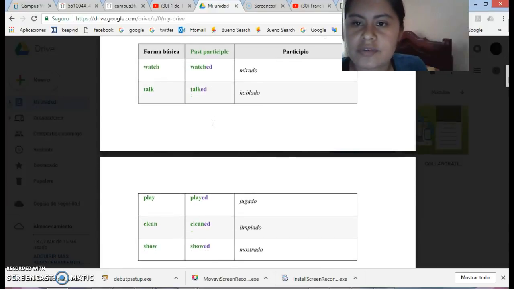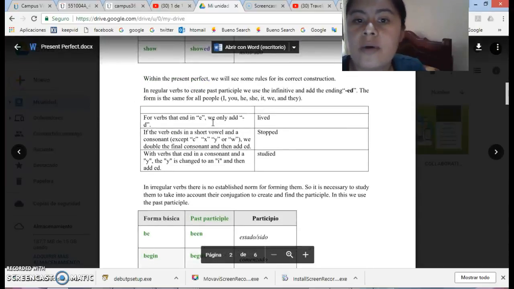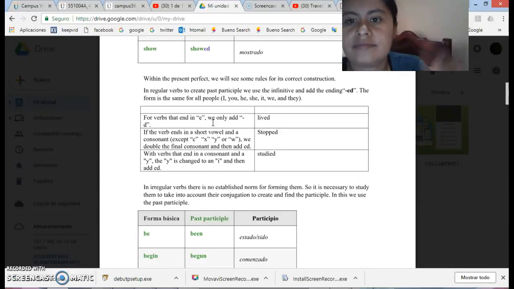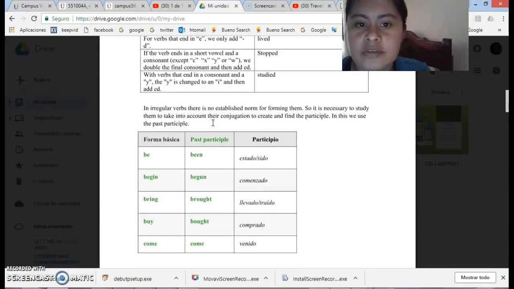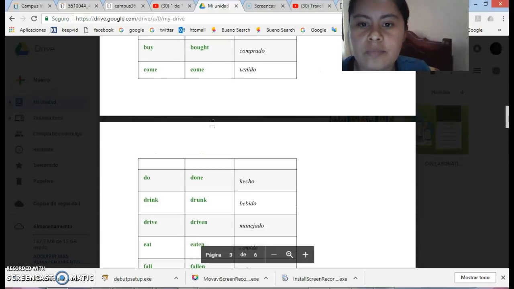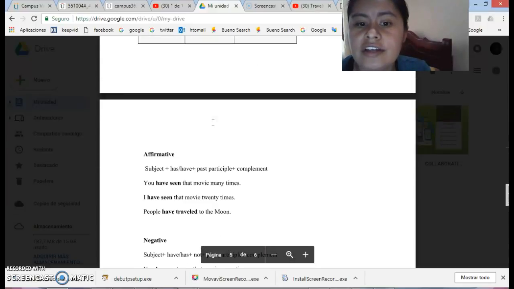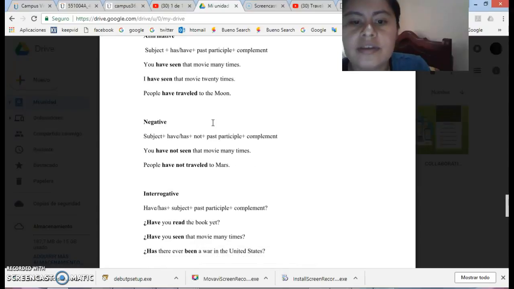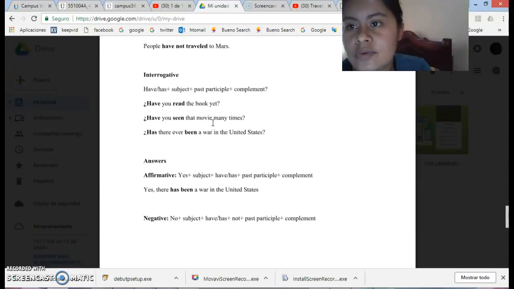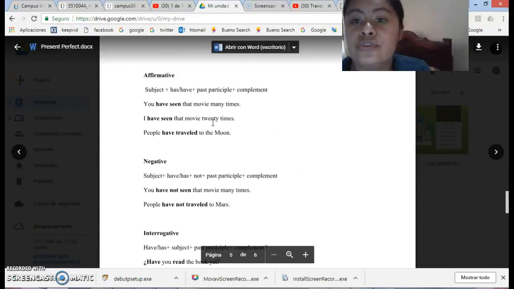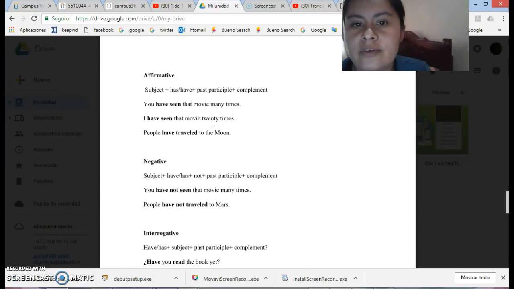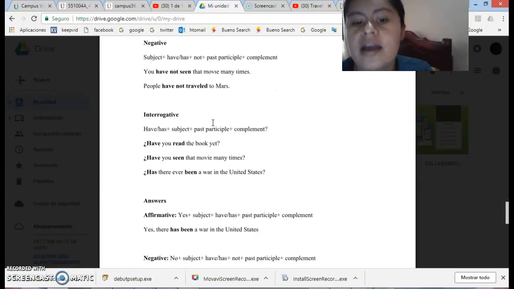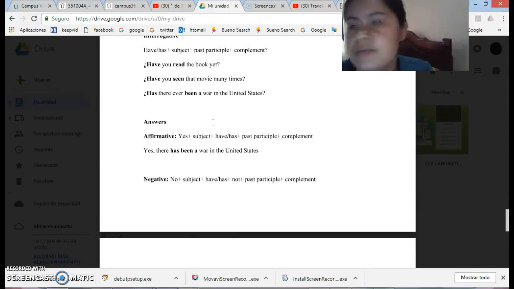There are some examples about regular verbs, and the most important, what are the rules about this? Irregular verbs are more complicated because there is no established form, so they require more study. You can see some examples, and the most important, how to create affirmative, negative, and interrogative sentences, and how to develop the answers. The rule is very important, because it's the way I can create these sentences and develop the answer in an affirmative and in a negative way.